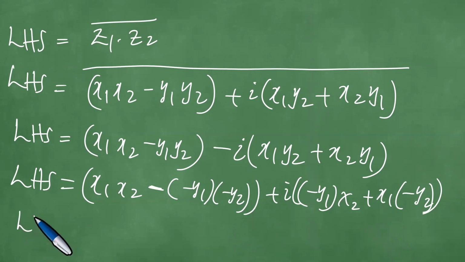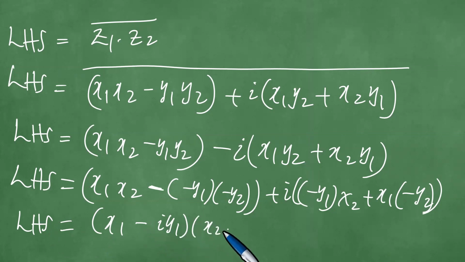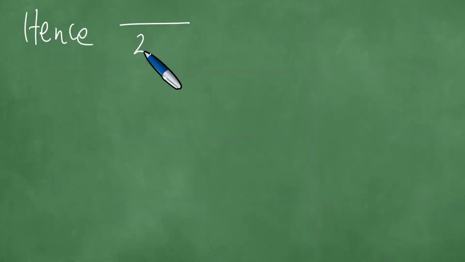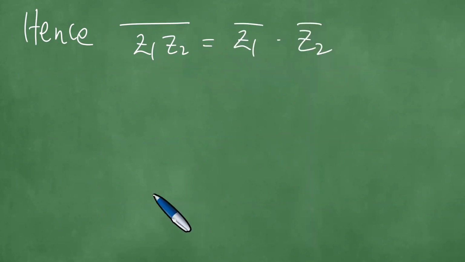Now, we are able to factorize this into x1 minus i y1, x2 minus i y2. Okay, so this one can be factorized into this. This is the same as z1 complex conjugate times z2 complex conjugate. What we have been able to establish is that the complex conjugate of a product is the product of the complex conjugates, like this.